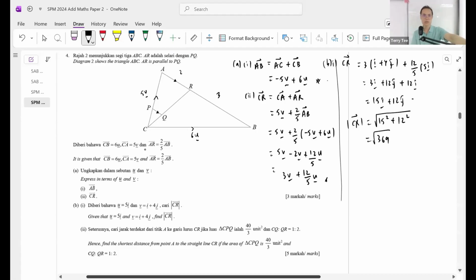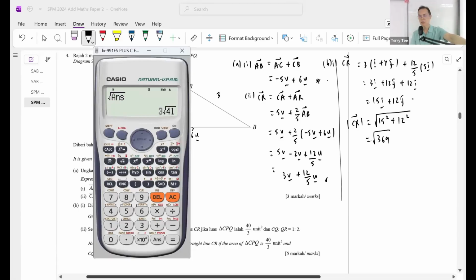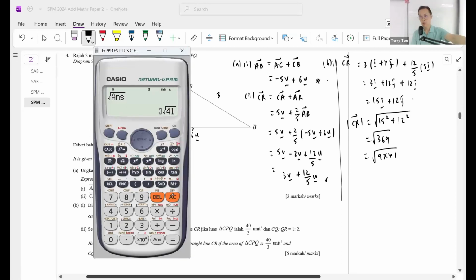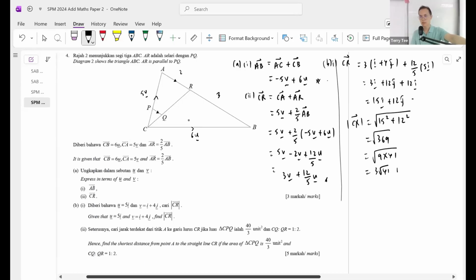Can we simplify 369 now? 369 is 3 set 41. Or what you can do is you show your working one more step. 9 times 41. I know it's 9 times 41 because square root 9 is 3. Right? If not, you do 369, you divide by 9. 41, right? 9 square root is 3 set 41. There you go. That is the length or the magnitude of CR.